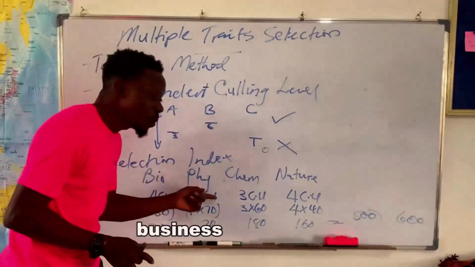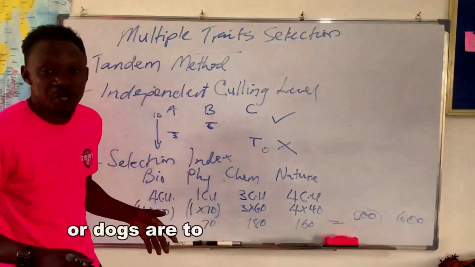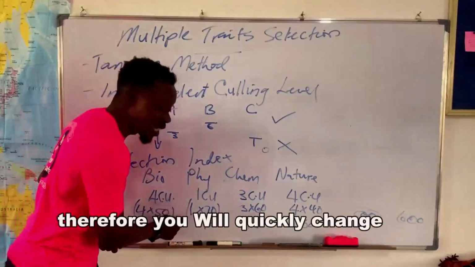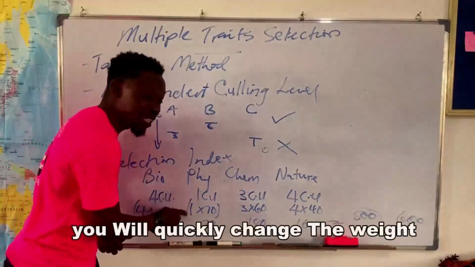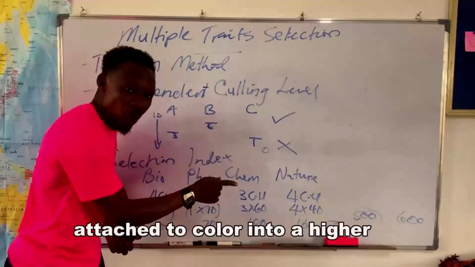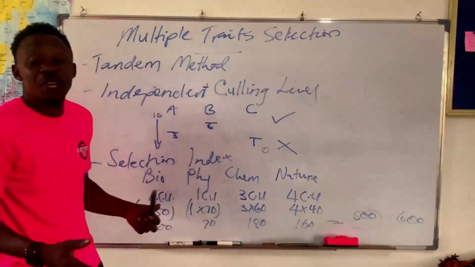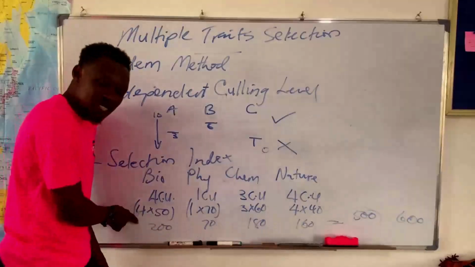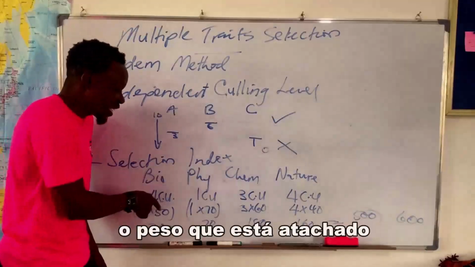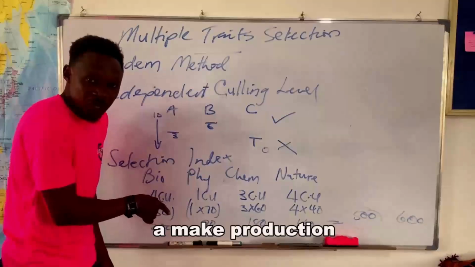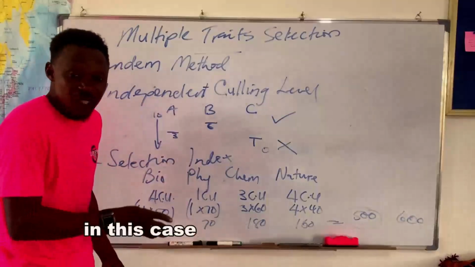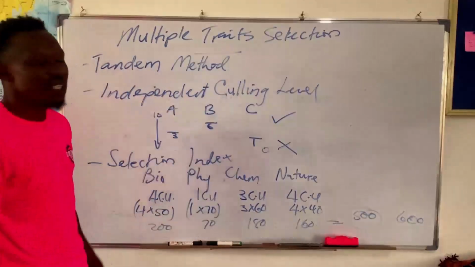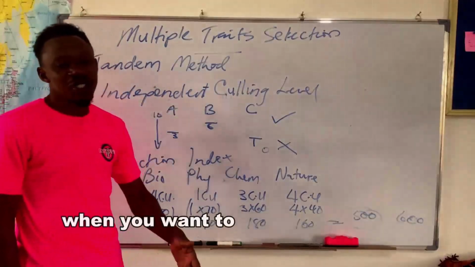Therefore, in a show business where cattle or dogs are to be taken out for show, the color may be important. Therefore, you will quickly change the weight attached to color into a higher one. And the production of milk may not be that important in the show animal. Then you may come and adjust the weight that is attached to milk production because of the purpose, in this case being show business.